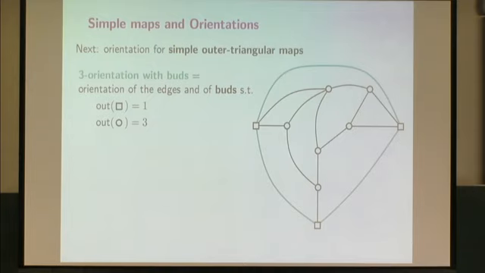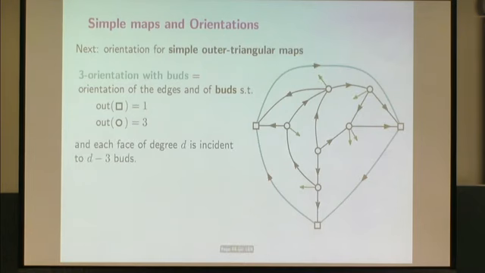So what we're going to do, because we don't have enough edges to give each vertex out degree 3, is add some small buds like that, just to take care of this extra out degree. Okay. So now my orientation is prescribed to still have out degree 3 for each vertex, possibly with the help of these additional buds. And I don't put these buds just anywhere. I have the constraint that each face of degree d has to be incident to exactly d minus 3 buds.